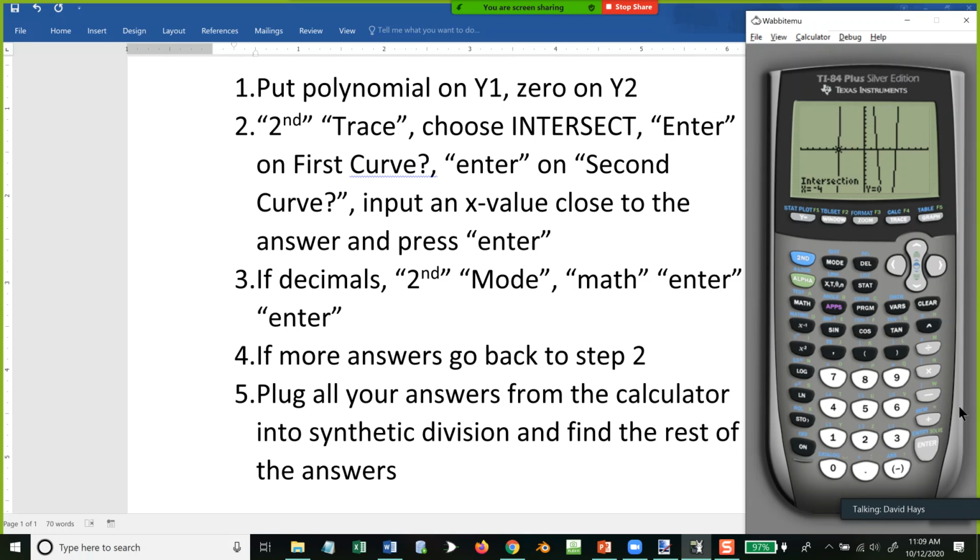Now we got 2 other answers. So I'm going to go through the process again. I'll do second trace, choose 5 for intersect. Enter our first curve, enter our second curve. And I think the next one is 2. You don't have to actually input a guess close to it. You can input what you think the answer is. So if I put 2 in and press enter, it'll come back and tell me my intersection is x equals 2, which tells me that's my second answer.